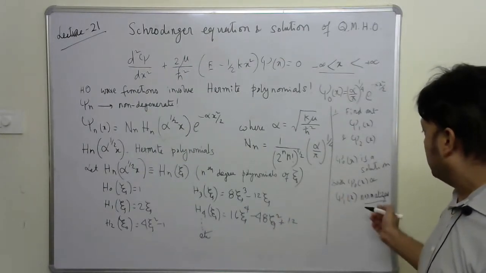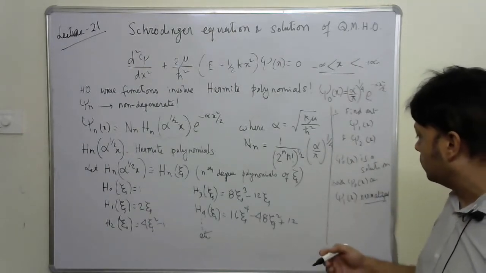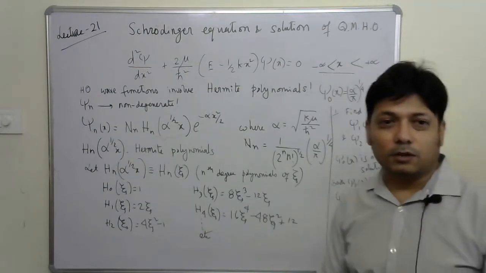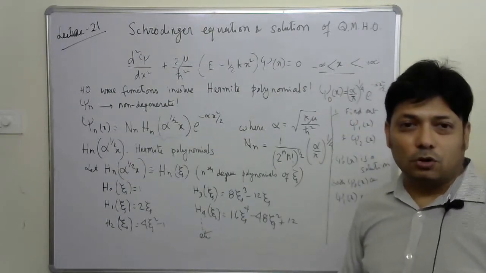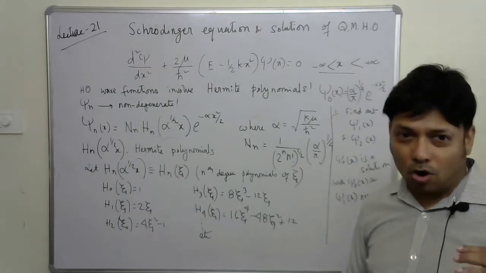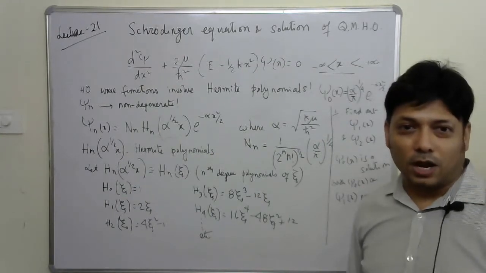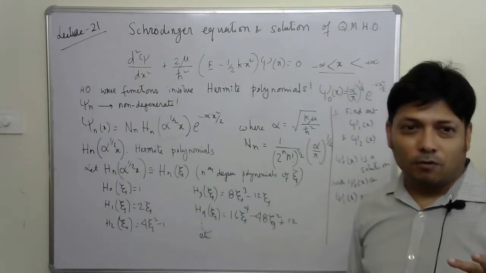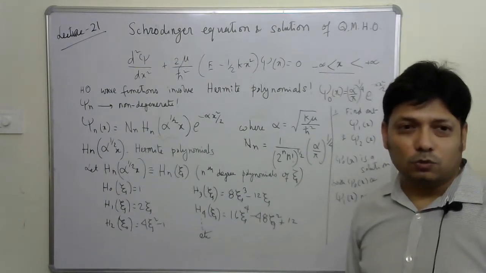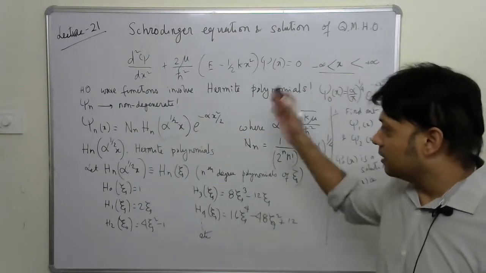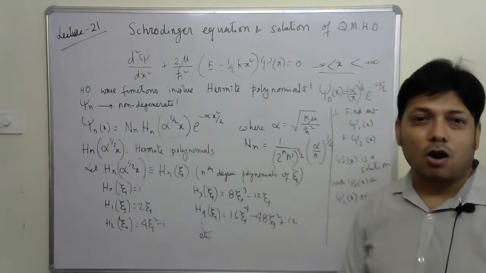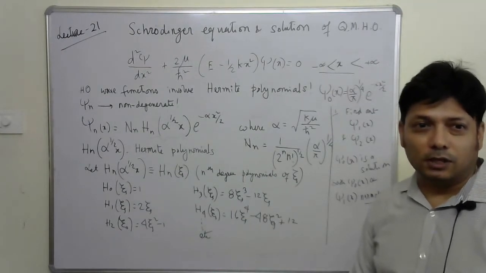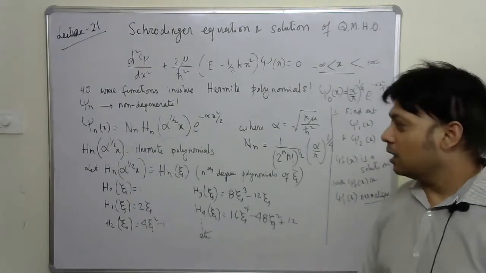All right, and after that we will try to prove the orthonormality condition, that psi 0 and psi 1 are orthogonal, or psi 1 and psi 2 are orthogonal, or psi 0 and psi 2 are orthogonal. So that means for any two values of n, n1 and n2, we have to prove that these solutions are orthogonal. All right. So we will do that in the next sections.